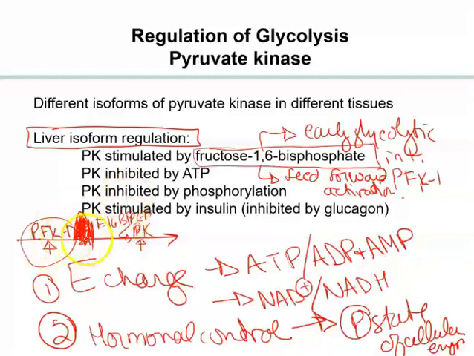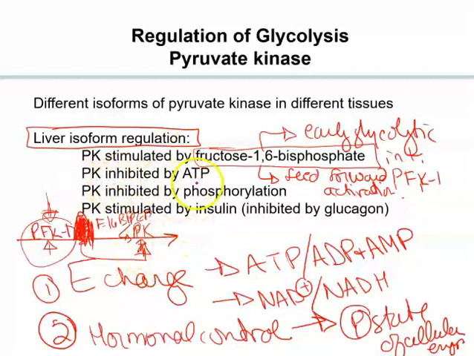So it's almost like if you have an assembly line and this worker up here is yelling down the line to the workers at the end saying, hey, get ready, because here it comes. And this fructose 1,6-bisphosphate will feed forward to activate or increase the activity of pyruvate kinase.